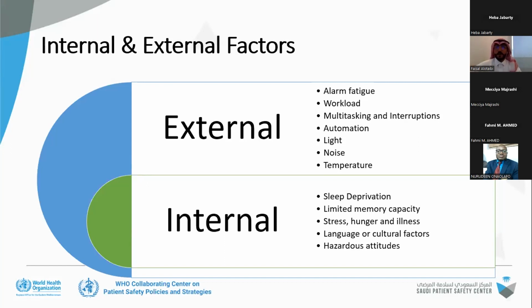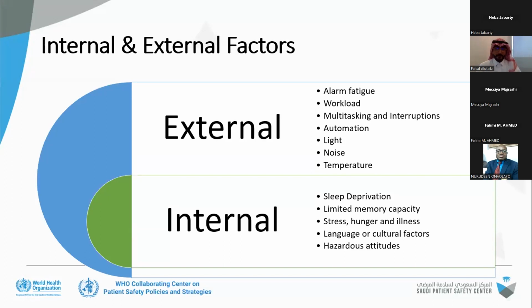You might feel the workload affecting your performance and actions and even your cognition to do the right thing. You might be asked to multitask at the same time, which might make you make a mistake during the healthcare profession. Automation sometimes is an advantage in the healthcare system, and sometimes it affects patient safety. The light, the noise, the temperature that you have in your unit are also going to affect you, your performance and actions.